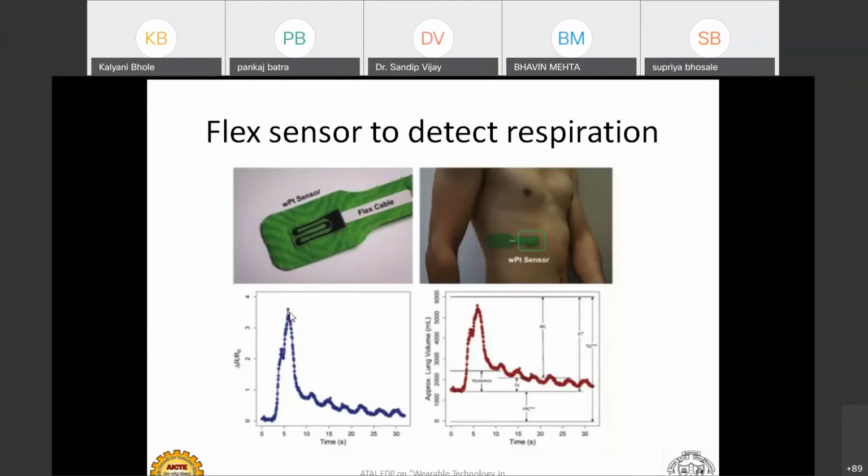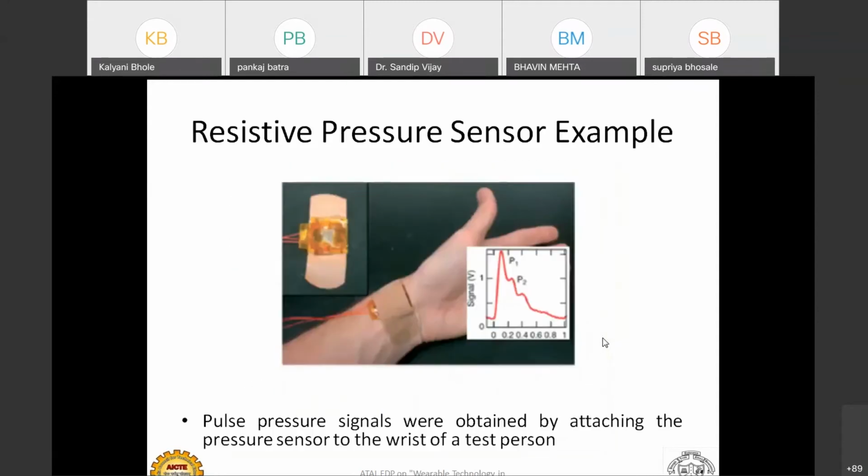You can see this is the graph of one respiration cycle that is being monitored here by using the flex sensor. This is an example of the resistive strain sensor. So let us move ahead.